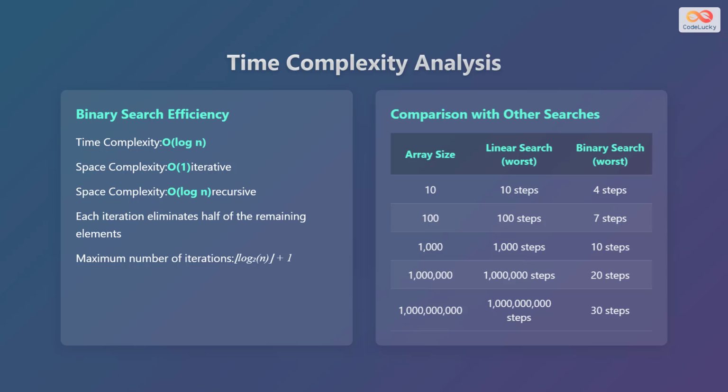For an array size of 10, linear search may take up to 10 steps, while binary search takes only 4. For 100 elements, linear search may take up to 100 steps, while binary search takes just 7. As the array size increases to 1,000, linear search requires up to 1,000 steps, while binary search only requires 10. For 1 million elements, linear search may take 1 million steps, while binary search is completed in just 20. Finally, for 1 billion elements, linear search may take up to 1 billion steps, while binary search is completed in 30 steps.